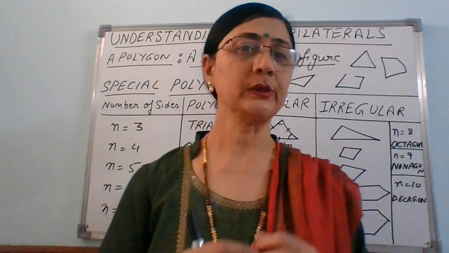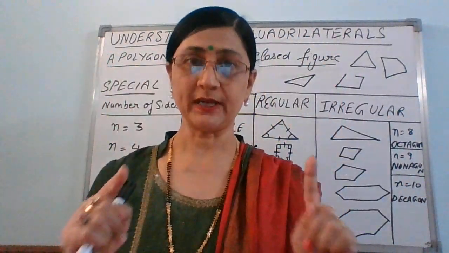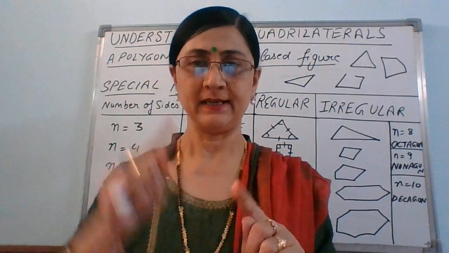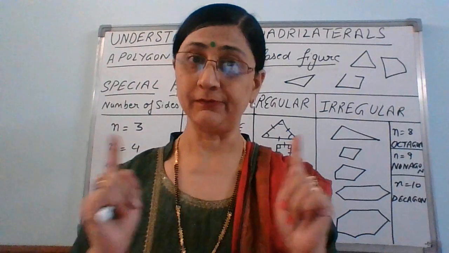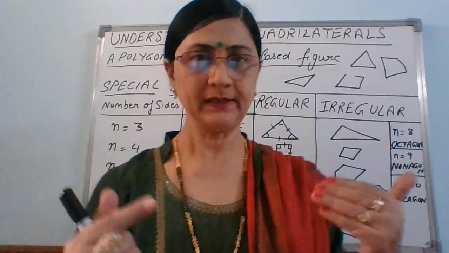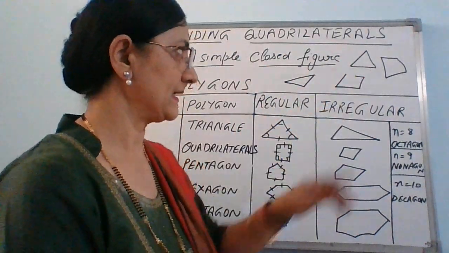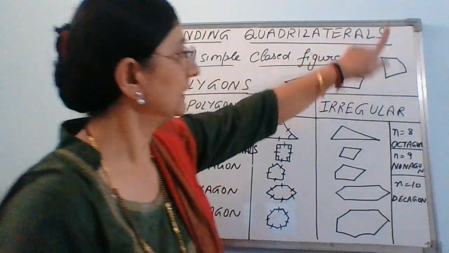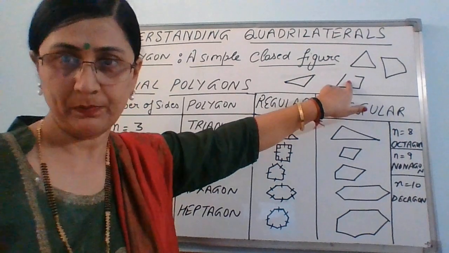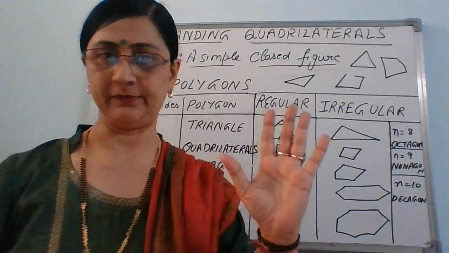A polygon is a closed figure made by line segments, not curves. If it is closed, it is a polygon, right? It is a simple closed figure made by line segments. Like this is a polygon, this is a polygon, this is not a polygon because it's open. Polygon means a closed-sided figure, right?